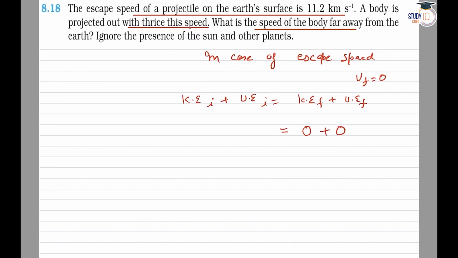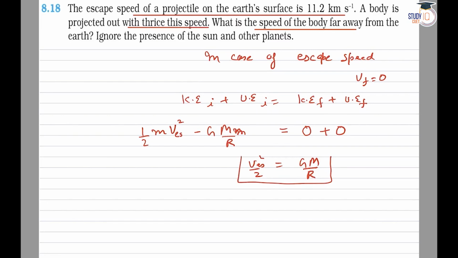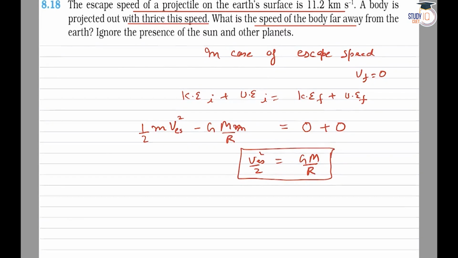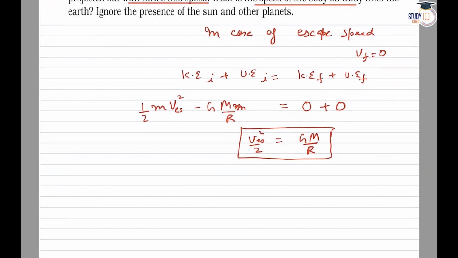So initial kinetic energy can be written as half m into v escape square plus potential energy, that is equal to minus G m1 m2 by r, radius of earth. So from this we get a relation that v escape square by 2 is equal to G capital M upon radius of earth, where capital M is the mass of earth and small m is the mass of the particle.